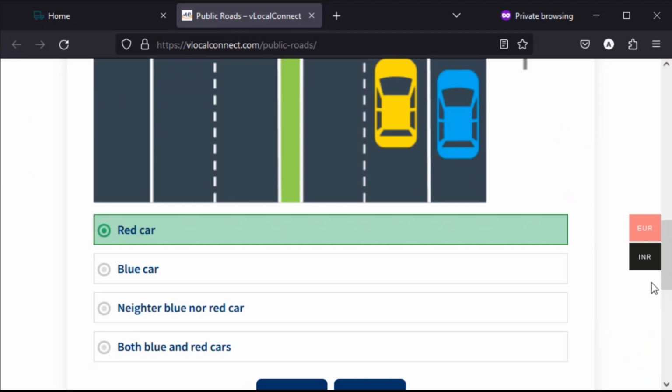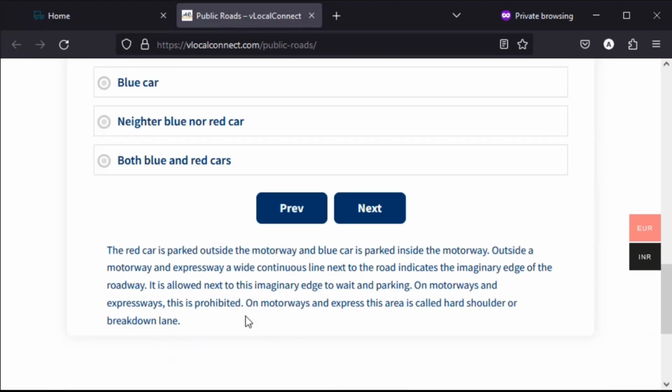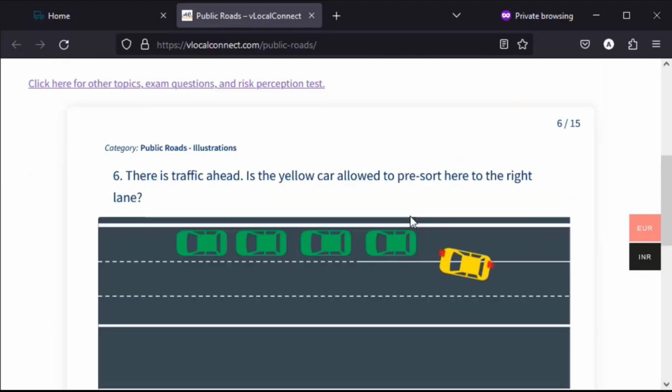So let's click that. So that's the correct answer. As we explained, you can read the explanation here. It's the same thing that we just discussed.